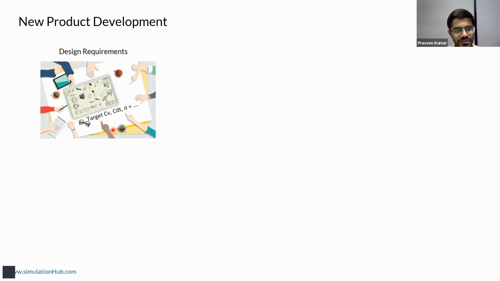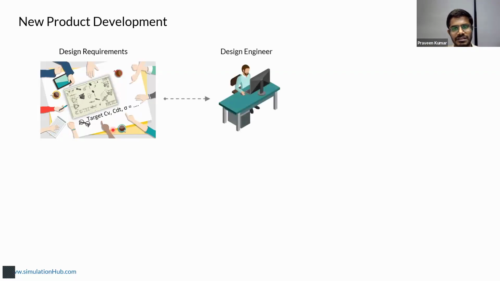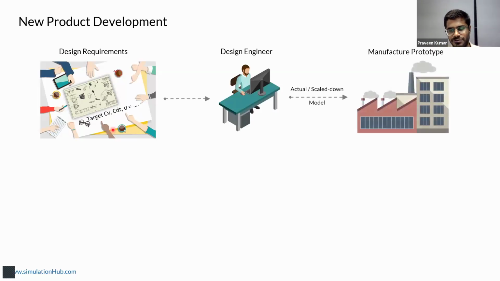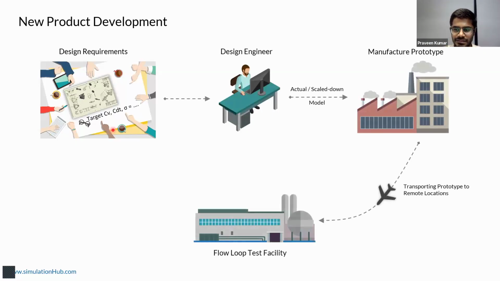Let's say with a target CV or incipient cavitation index, right? So then the designer, with his or her past experience, designs the valve, manufactures the prototype of the valve, and then the prototype is shipped to a remotely located flow loop test facility, and then the test is conducted based on the ANSI ISA standards and M49 standards, and then they provide you with the performance report.